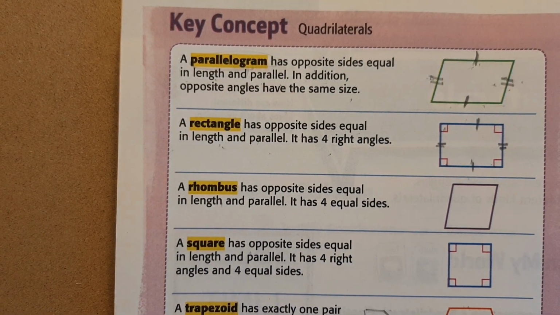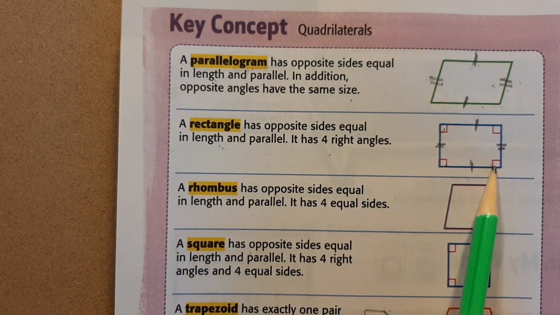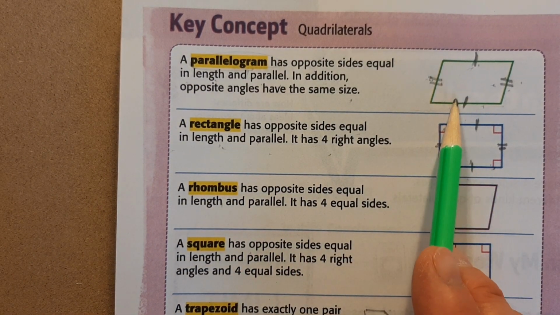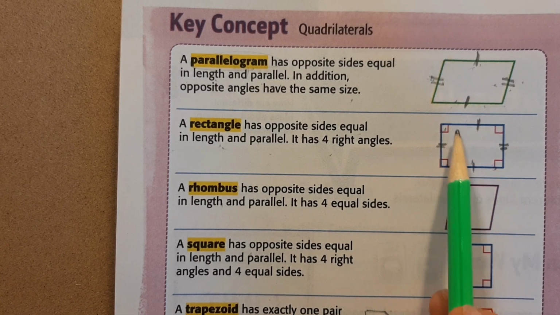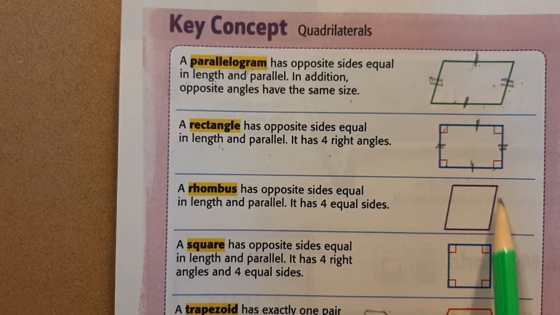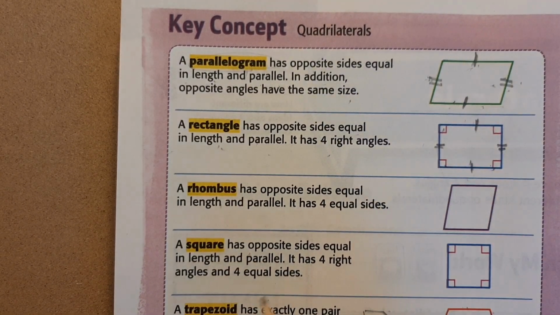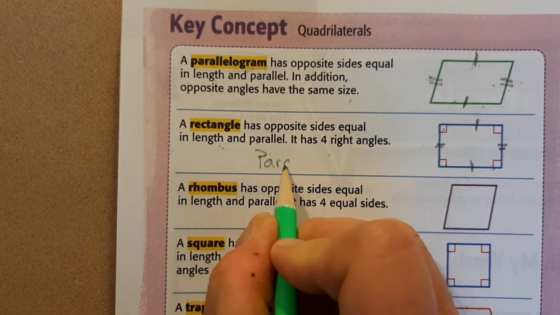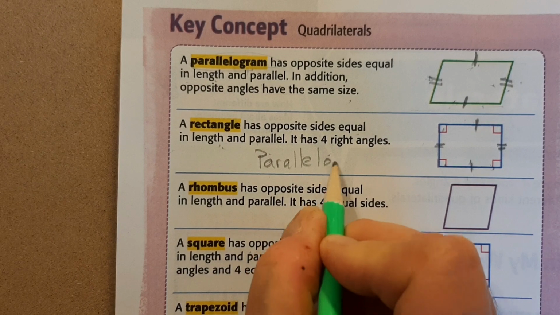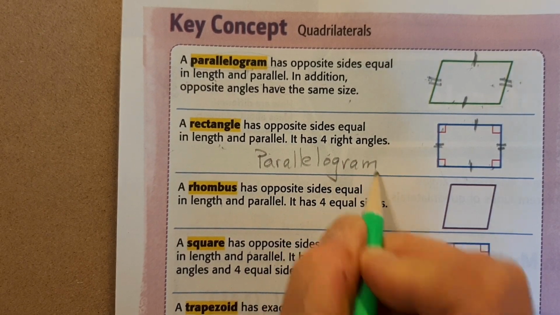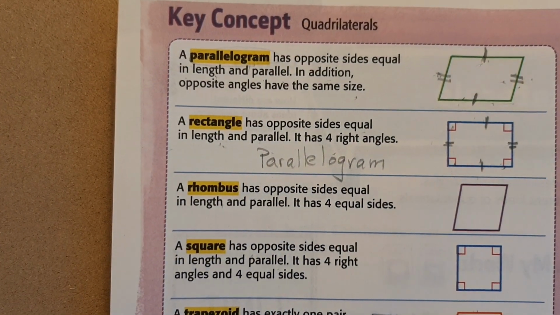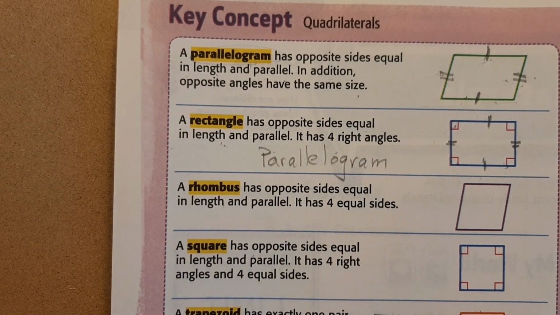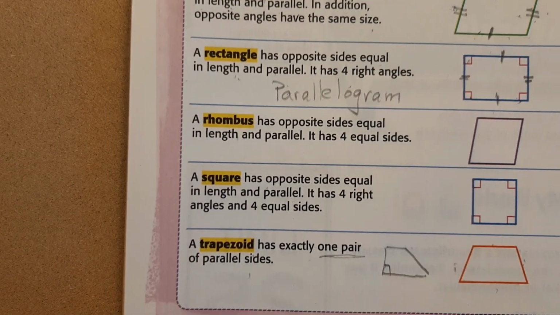Now here's what's interesting. Did you know that a rectangle could also be called a parallelogram because the sides are parallel and the opposite sides are equal? So a rectangle is a rectangle, but it's also a parallelogram. And it's also a quadrilateral. It's not a trapezoid because it's got 2 sets of parallel sides. All right, let's take a look at the next one.